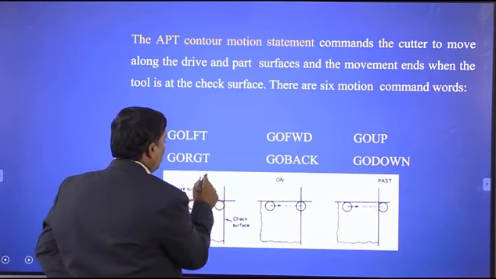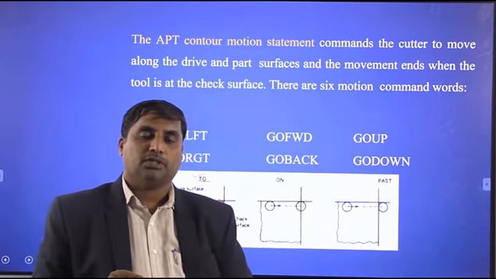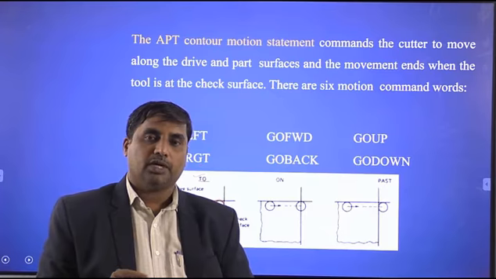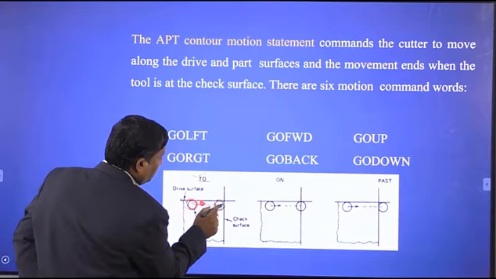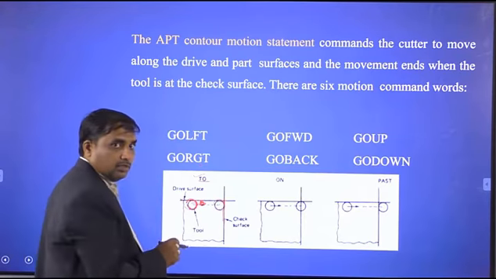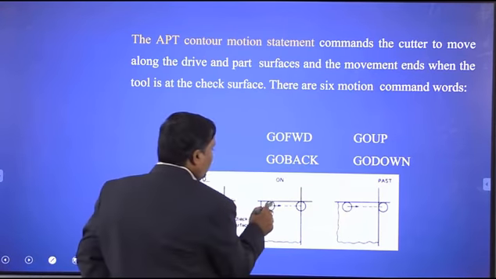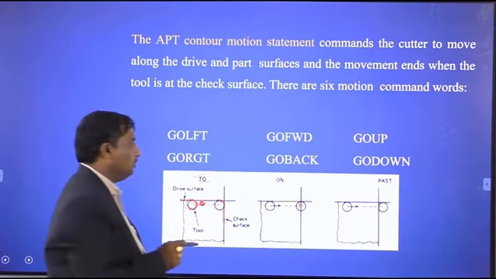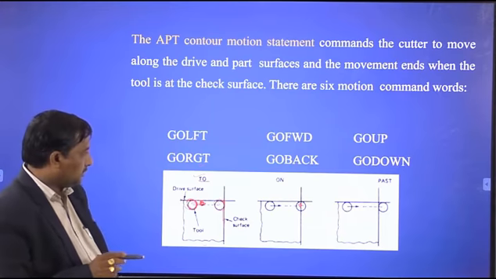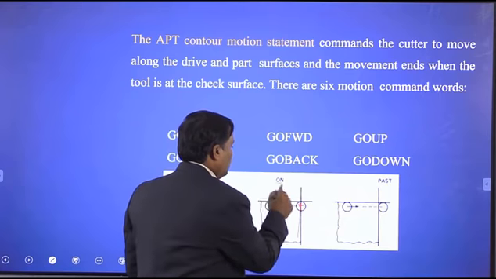Suppose if we write TO in the syntax for the final position of the cutting tool, then the cutting tool surface will just touch the check surface. Then it will stop. Okay. So right. ON means the center of the cutting tool will just touch the check surface. That is, on the check surface.